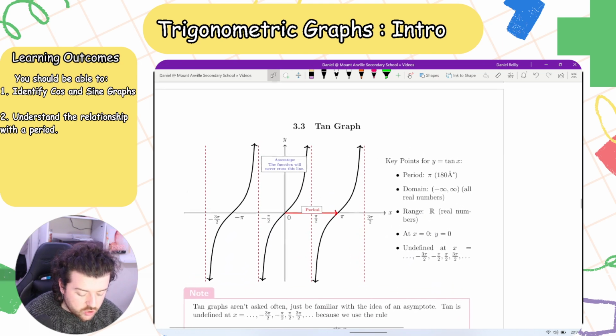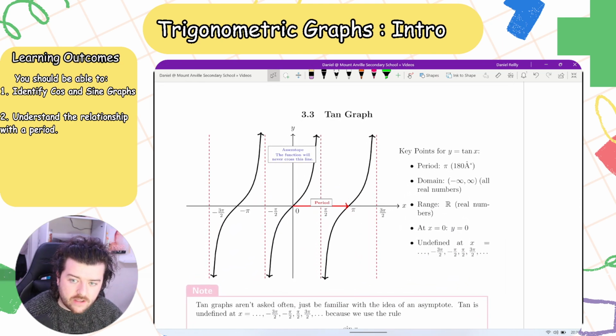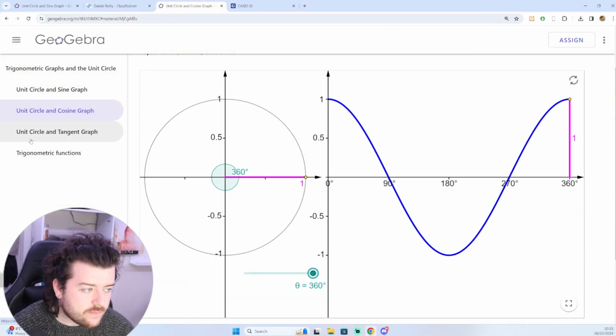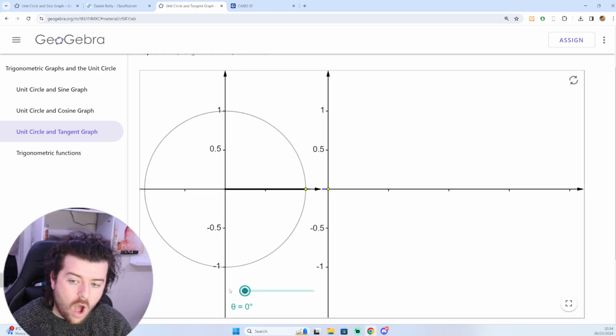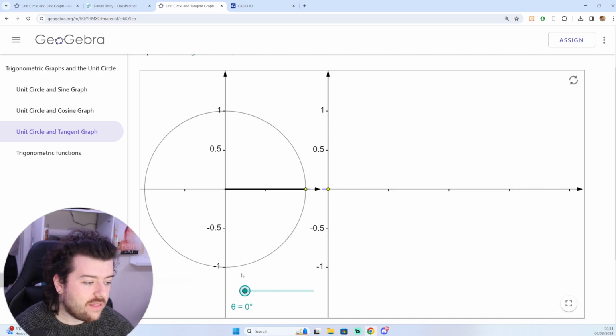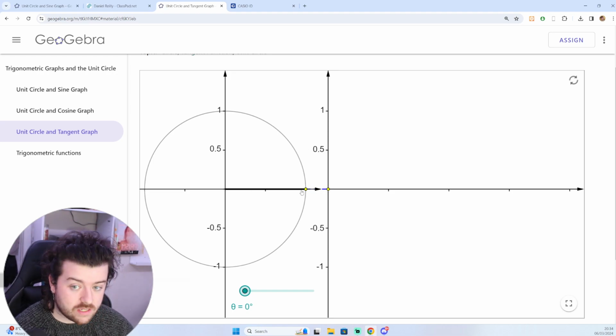There's one more graph I want to show you now, and that is tan graphs. You might be wondering, what happened with tan? We had such lovely graphs, and now the tan ones are going to ruin it. So let's go back to GeoGebra. Remember what tan is, right? Tan can be written as sine of the angle divided by cosine of the angle. So that is what we're mapping out here: the vertical distance divided by the horizontal distance.